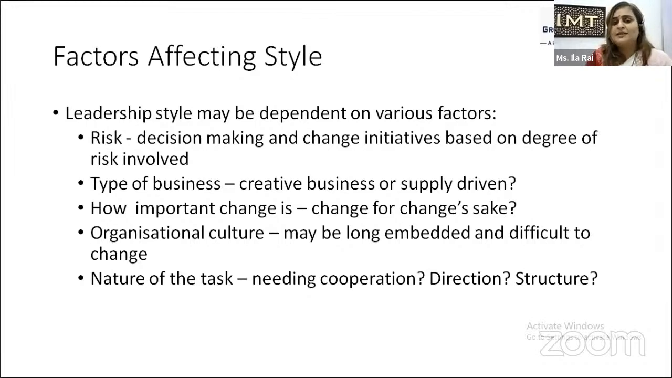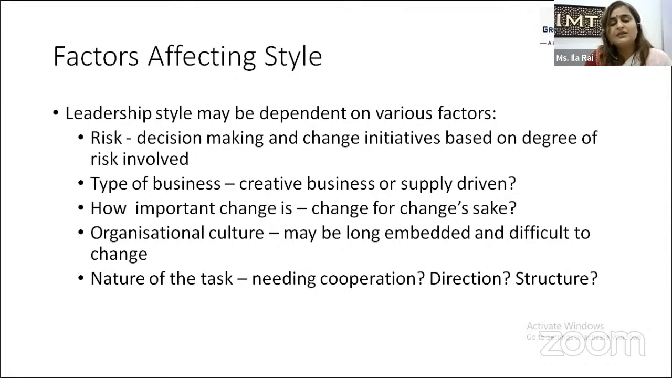Second is type of business. What type of business are you working with? If you are working in a creative business, then laissez-faire style of leadership is more suited. But if you are working in a supply-driven business, or a business where quick decision-making is required, then autocratic decision-making is the way to go. The third is how important change is.